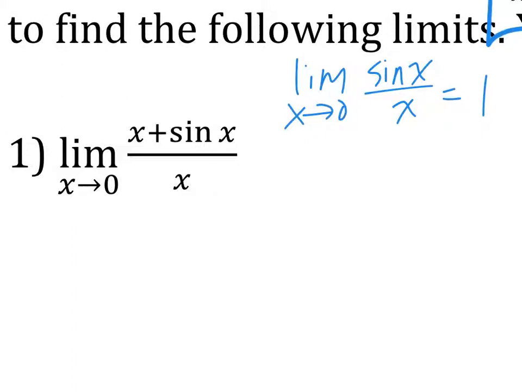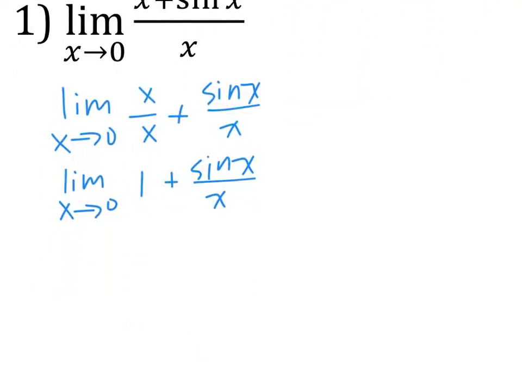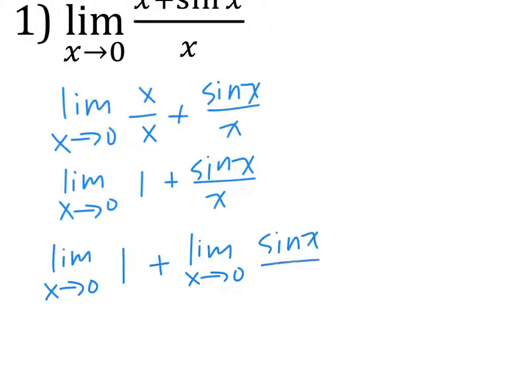Yes. So somehow we need to get it to look like sine x over x so that we can use it, right? So we can just say this is x over x plus sine x over x. Okay, x over x is what? 1. So this is the limit as x goes to 0 of 1 plus sine x over x. Now, what kind of limit rule am I going to apply to solve this? Yes, the addition rule. So this is the limit as x goes to 0 of 1 plus the limit as x goes to 0 of sine x over x.